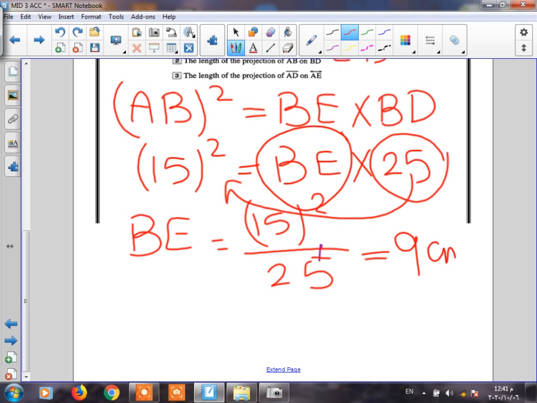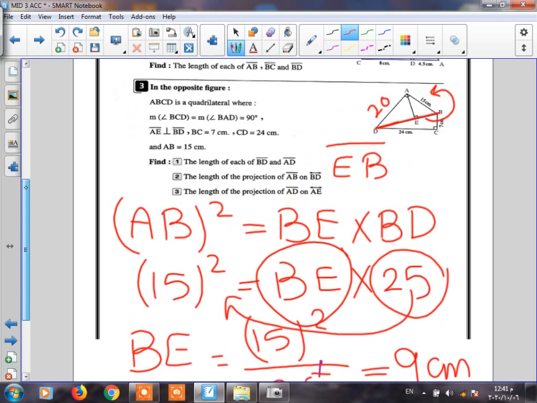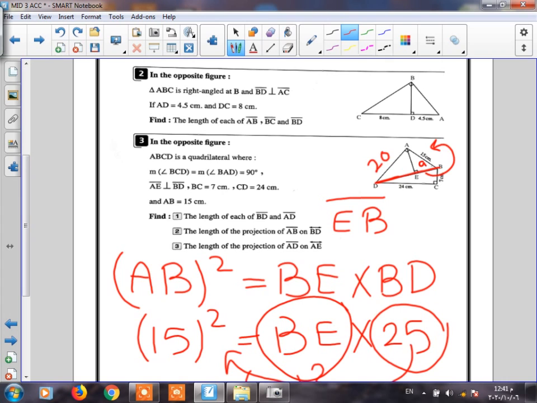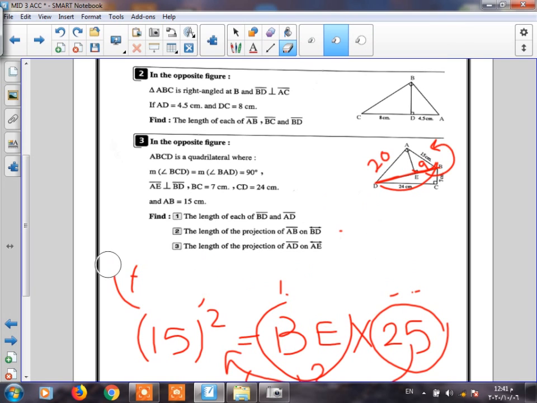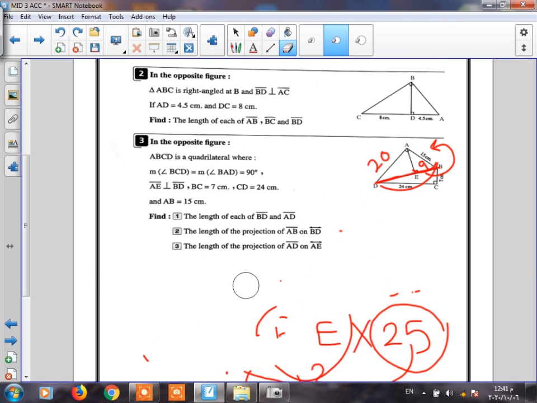The answer will be 9 centimeters. Can I check my answer? Yes, of course. If 9 times 25 equals 15 power 2, I will get it right. 9 times 25 equals 15 squared, so it is right. Okay, the last required: he asked you to get the projection of AD on AE. How can you get the projection of a line segment on AE?